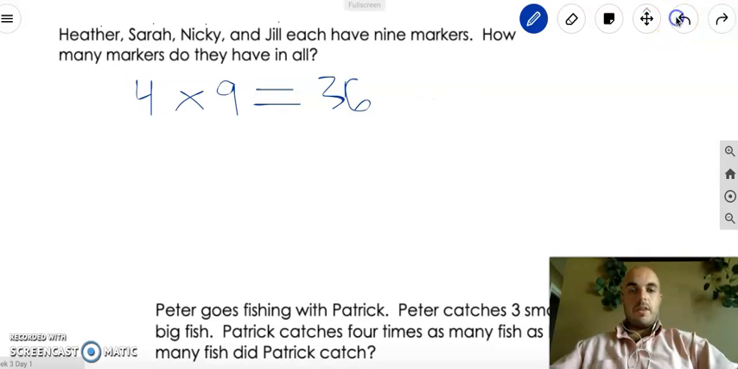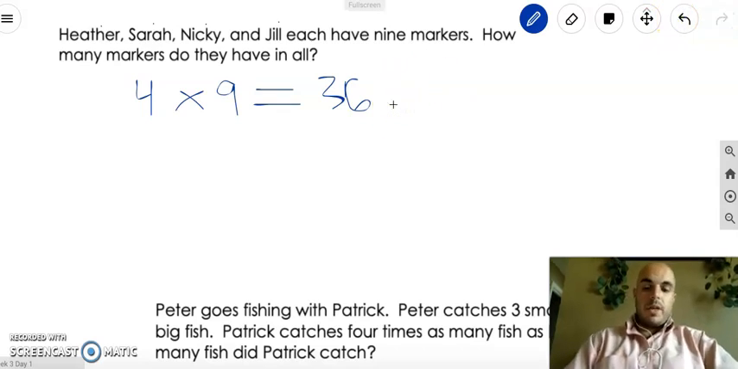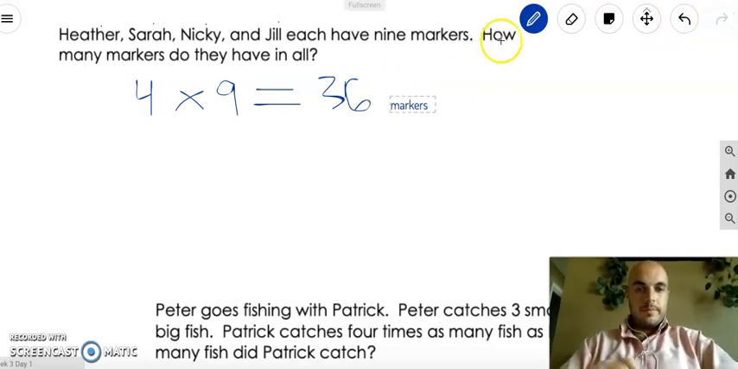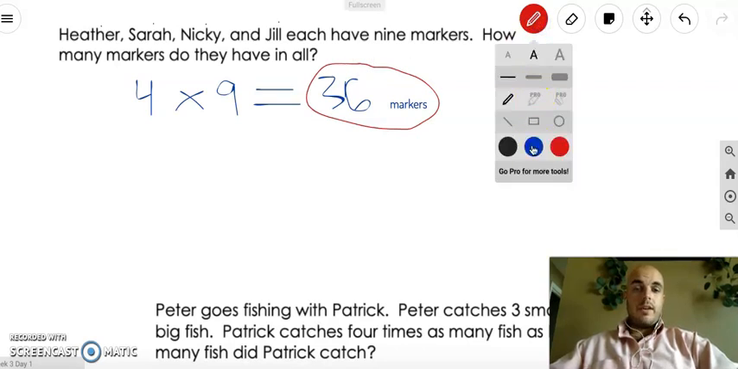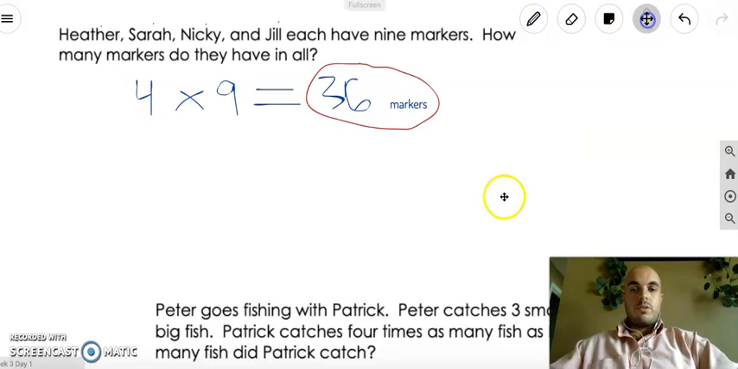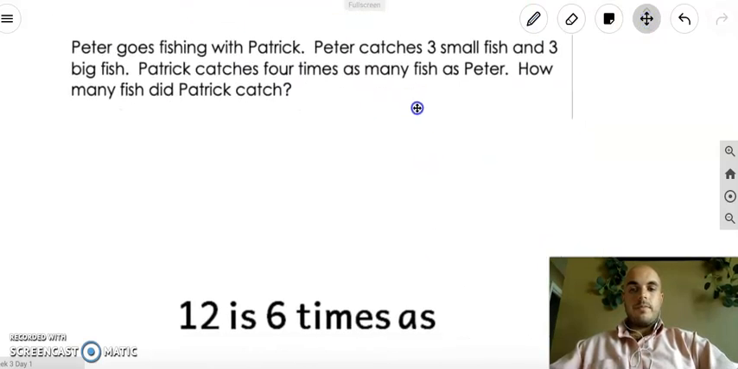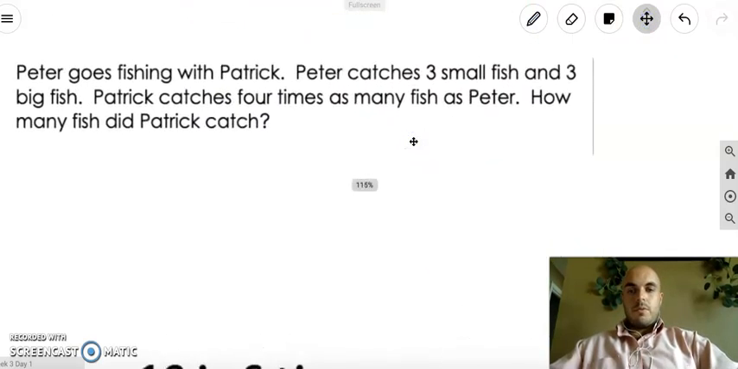markers. Let's just type that out. My whiteboard is being a little finicky today. There we go. And as always, let's circle our answer in red here. Great. So 36 markers in all. Let's scroll down. So zoom in just a little bit.